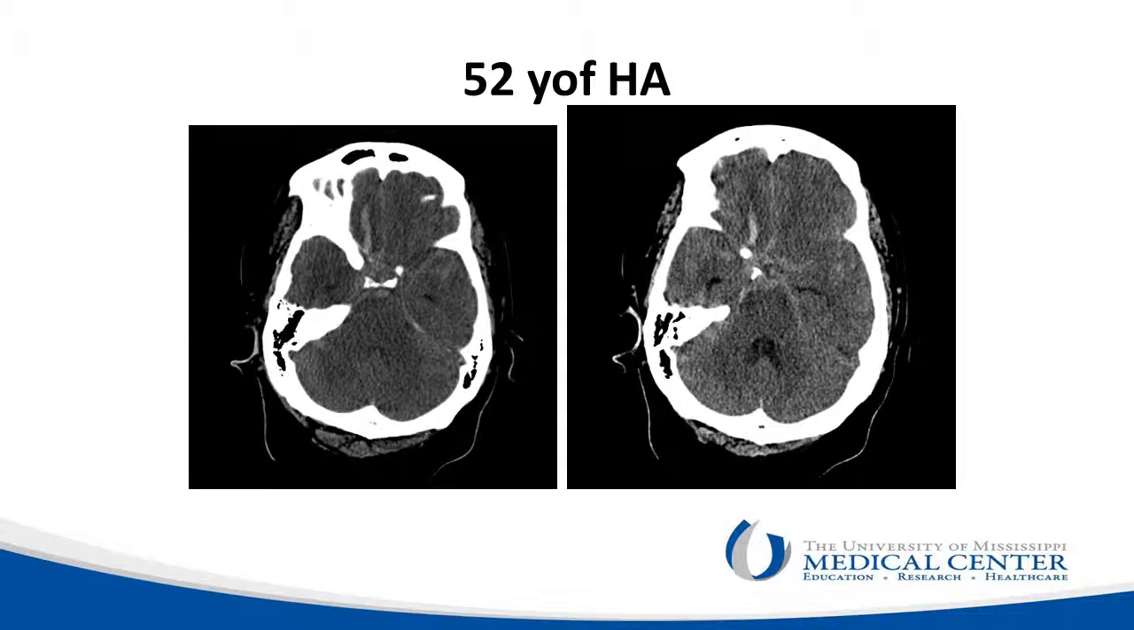So we have a non-contrast CT on a 52-year-old with headache. Take a look at the images. You should be able to see that there's hemorrhage in the suprasellar cistern that extends out. This is subarachnoid hemorrhage.